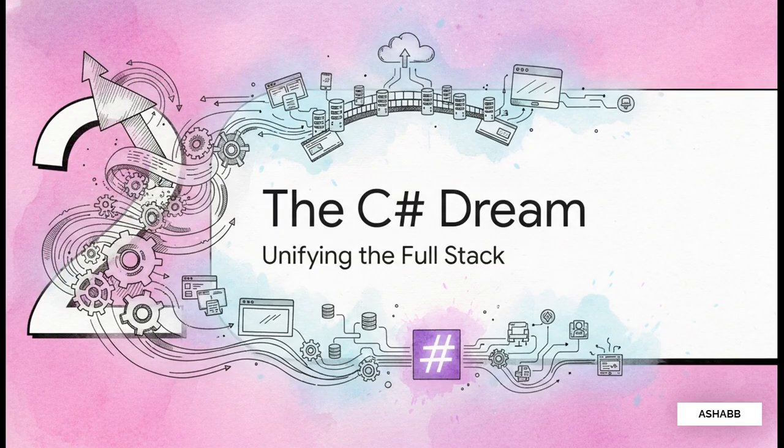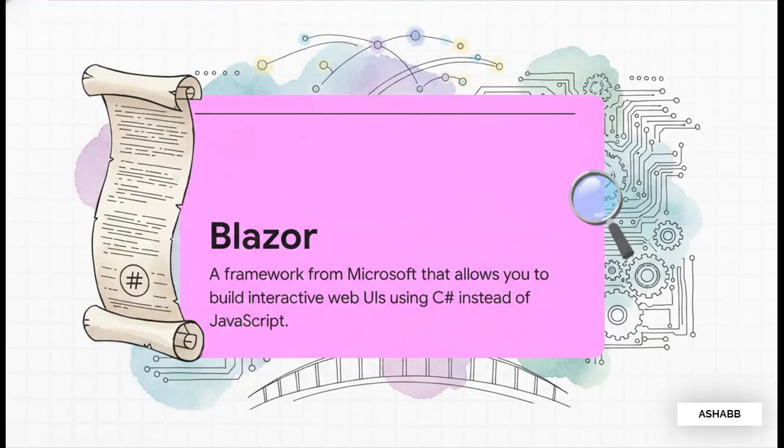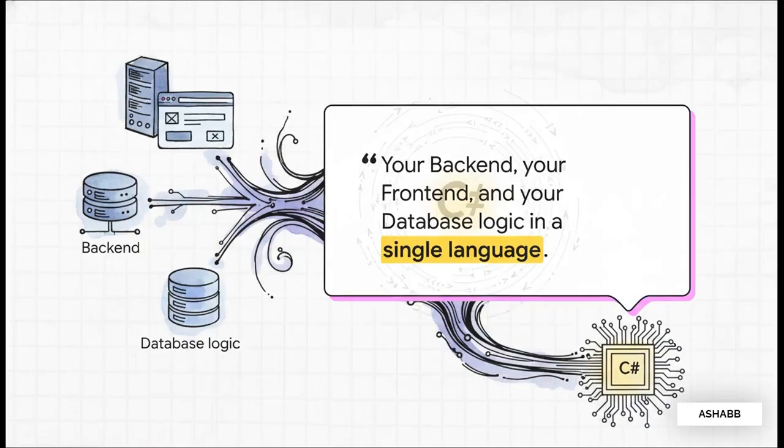This is where we get to what I like to call the C# dream. This amazing idea of finally unifying the full stack. And that dream, well, it has a name, Blazor. So what is it? It's pretty simple, actually. It's a framework from Microsoft that lets you build awesome, interactive web UIs using the language you're already an expert in, C#.